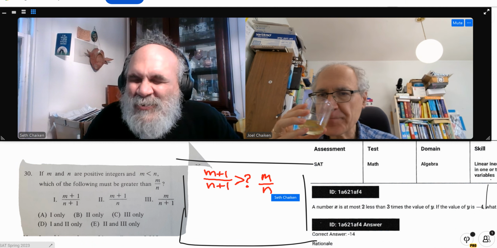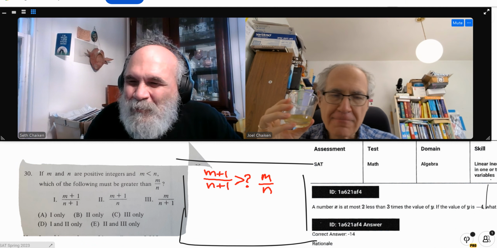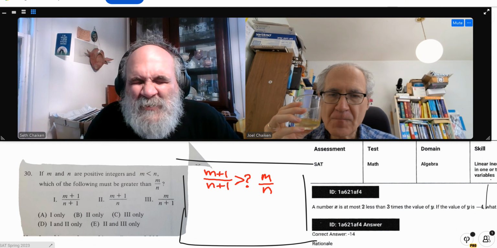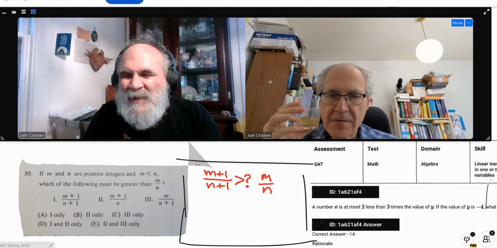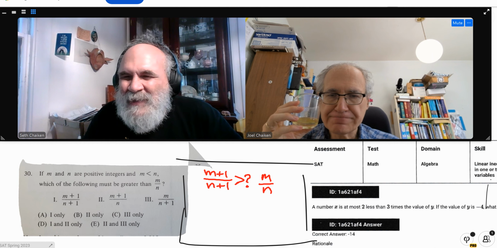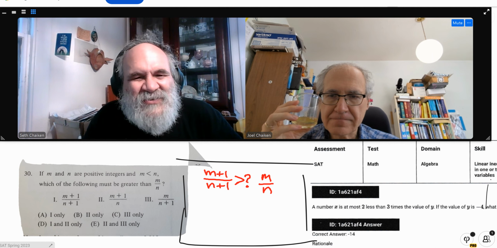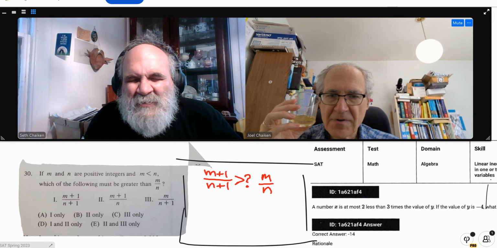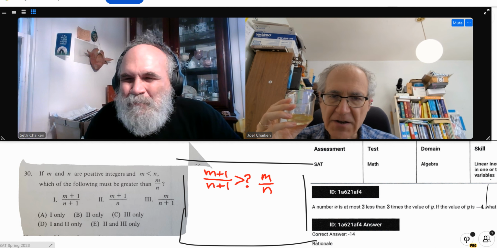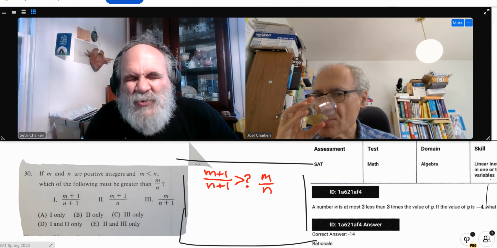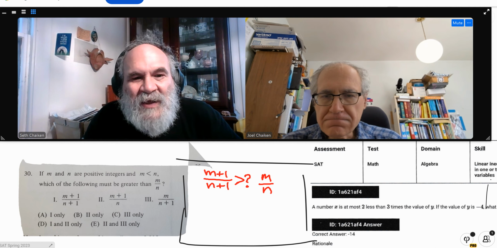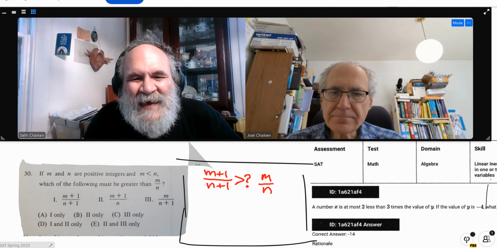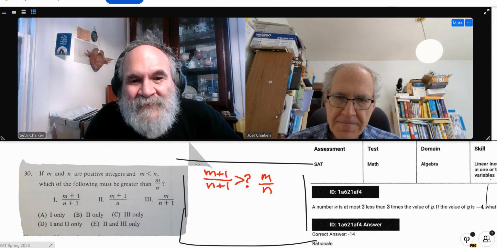Right? We don't know, so put a question mark there. And then you do transformations that preserve inequalities. One of these transformations is to multiply both sides by a positive number. Got it. Now, let's do it twice. Let's multiply both sides by n plus 1.